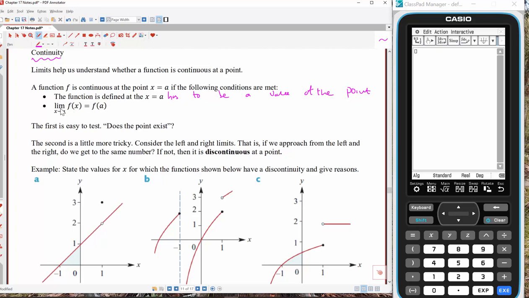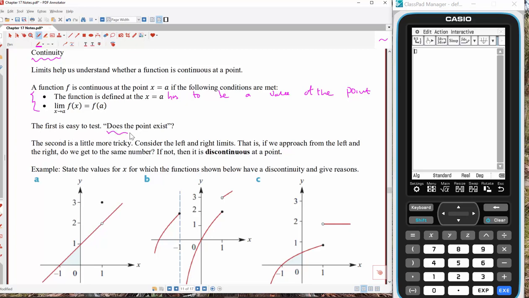Now, the second condition that has to be met is that the limit as x approaches a for the function has to be the same as the value that the function is defined as at the point. So this is the limit test to see whether the limit exists. The second thing we do is make sure that when the limit exists, the limiting value will be the same as f of a, that is, the same as the value at that point. Now, this may not make a lot of sense as I'm talking about it now, but hopefully it does once I go through a few examples.